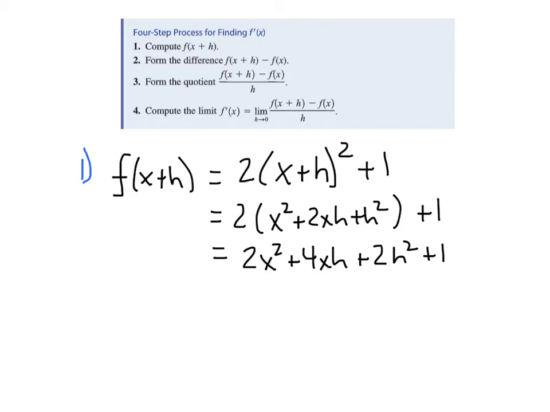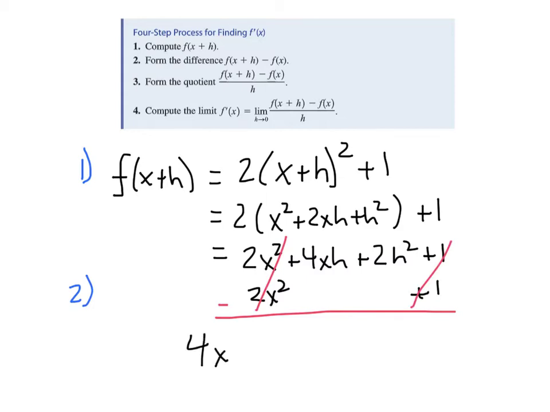Whew. Okay. In step 2, we have to form the difference, meaning we're going to subtract the original f of x from that. And actually, an easy way to do that is the old-fashioned way where we just line these things up. So the original function was 2x squared plus 1, and I can just do a little bit of old-school subtraction, and notice that these guys cancel. And I end up with 4xh plus 2h squared for my difference. We'll use that in the numerator in part 3 and divide by h on the next slide.